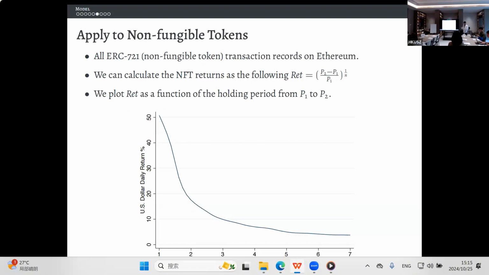Okay, so we look at the data. This is highly contributed by my research team. We do the plot and we plot the relationship between the US dollar return, this is with the Ethereum data, and correlate the return with the holding period. So you can see the realization of the NFT investment return is significantly negatively correlated with the holding period. Okay, next page.